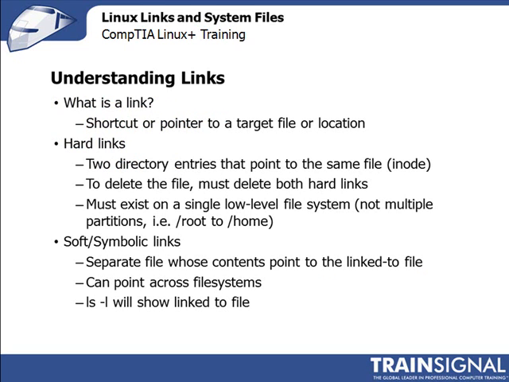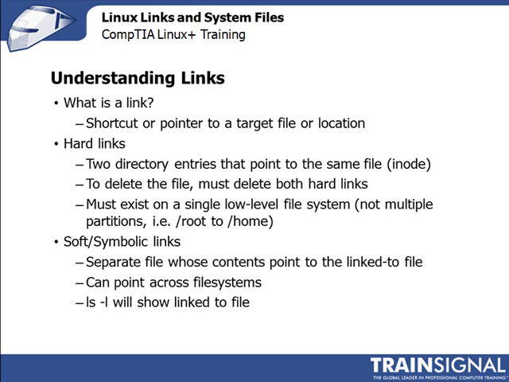Windows users will be familiar with the concept of shortcuts, and these are pointers to a target file or location. In Linux, these shortcuts are called links, and they're used for many purposes. There are two types of links, hard and soft or symbolic. Hard links are produced by creating two directory entries that point to the same file or inode. In order to delete the file, both directory entries or files must be deleted. Another thing to note about hard links is that they must exist on the same file system. In other words, you can't create a hard link from root to home if they aren't on the same partition.